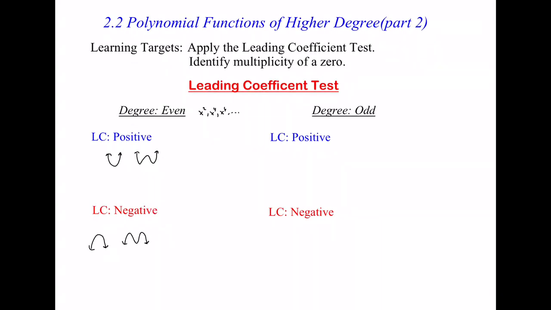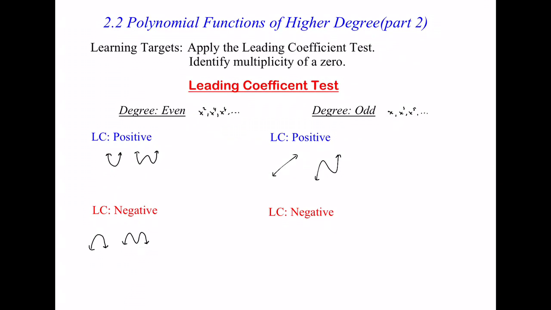With odd degrees, you have x to the first, x to the third, x to the fifth, and so on. The one you're most familiar with is x to the first, which is your linear. So if you have a positive leading coefficient, you think of the slope of the line as positive, so that would be increasing. That same shape holds true for all your odd degrees where they have a positive leading coefficient. So even if it has more curves, you're still starting low and ending high.